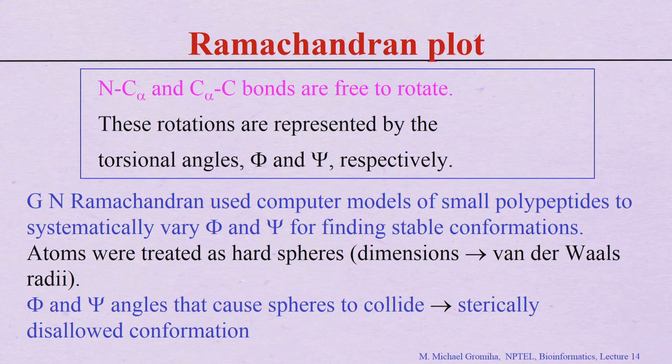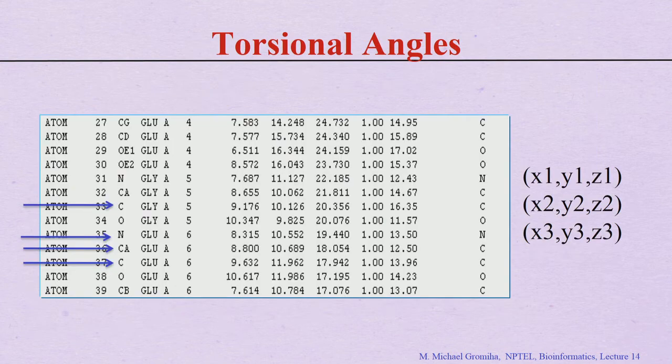In this case, as we discussed, these are the two bonds which are free to rotate, and these rotating angles are called phi and psi. Ramachandran used computational models, and based on the collisions he determined the allowed and disallowed regions, based on steric interactions. Now, how do we calculate this phi angle and psi angle?